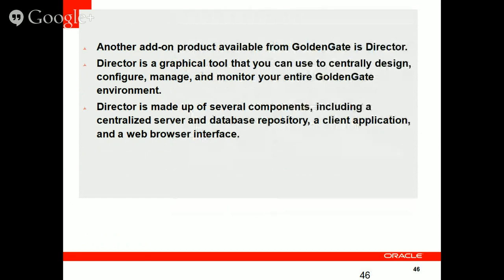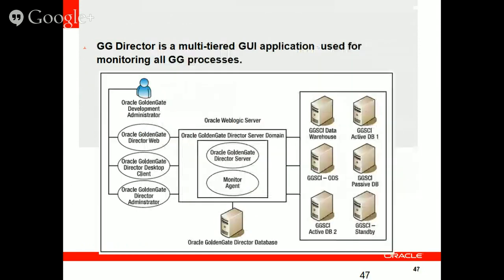There is one more utility called GoldenGate Director. It's a graphical tool, the way we have Oracle Enterprise Manager to manage the entire Oracle database. Similarly, we have the Oracle GoldenGate Director utility to manage the entire GoldenGate environment. So you can manage GoldenGate using a graphical tool, and that tool is GoldenGate Director. It is a multi-tiered GUI application used for monitoring all GoldenGate processes.